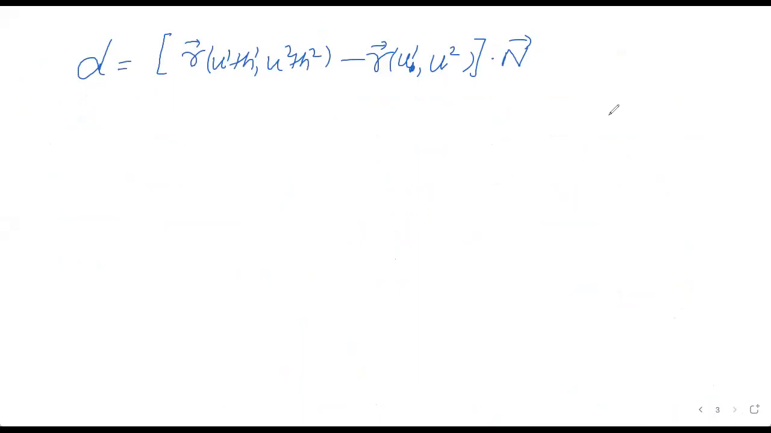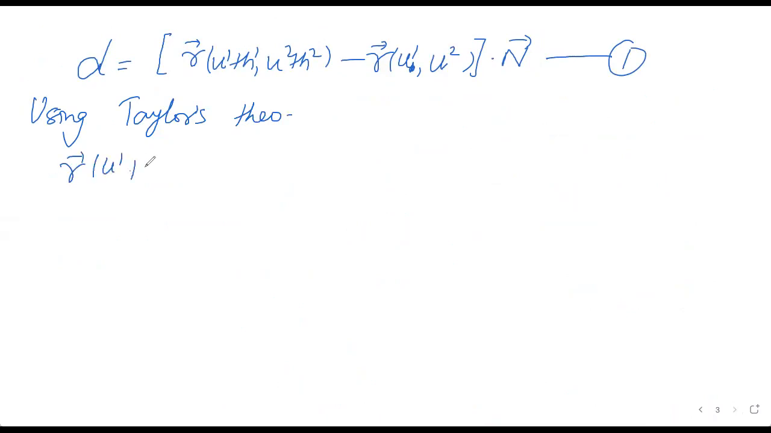Now, using this, if we give it some number, suppose 1. Now using Taylor's theorem, I can write R of U1 plus H1, U2 plus H2.